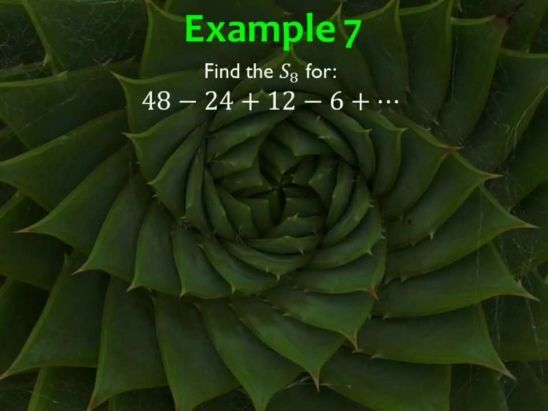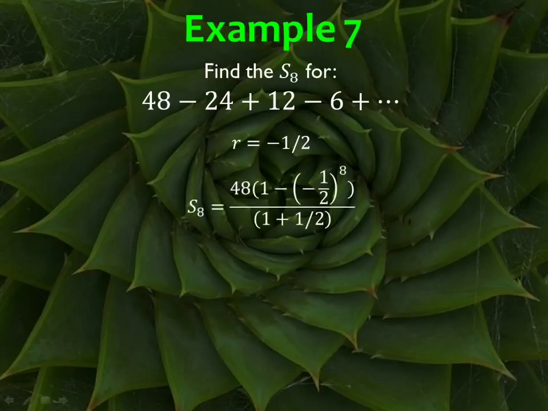Looking at example 7, find the sum of the first 8 terms for 48 minus 24 plus 12 minus 6. So the first thing you want to figure out is, is this arithmetic or is this geometric? Well, if you take a look, each time you are multiplying the previous term by negative 1/2 to get the subsequent term. So this is a geometric series. We know there are 8 terms, so we're going to use the formula for the sum of a geometric series. t1 times 1 minus r to the n, all over 1 minus r.